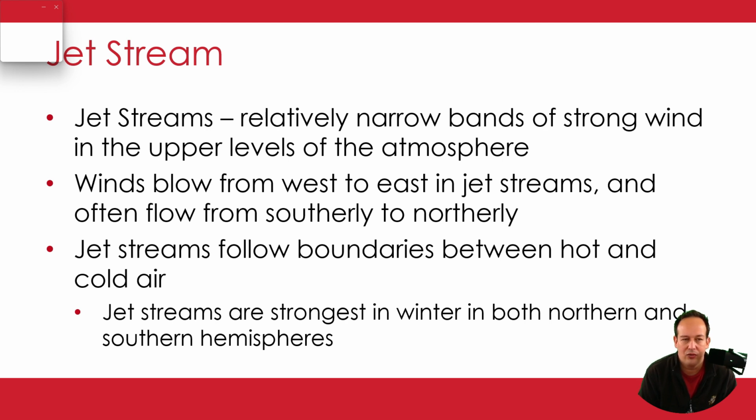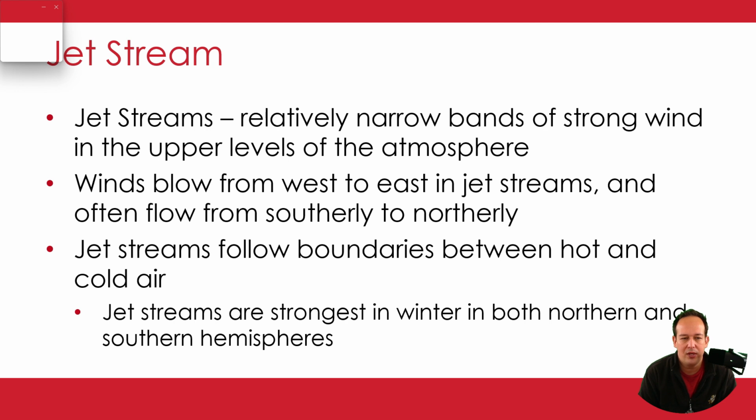But what is a jet stream? So the jet stream is really a relatively narrow band of strong wind in the upper levels of the atmosphere. The wind blows from west to east in the jet streams and often flows from southerly to northerly. So there's a lot of factors that go into it. And remember, if you've been watching my aviation weather videos, I'm always saying everything that we're learning in these videos is just a piece of the puzzle. And by learning everything that we can about the weather, then we can actually understand what's happening.